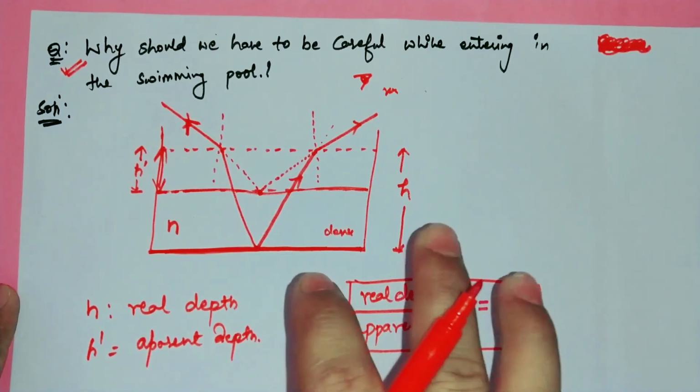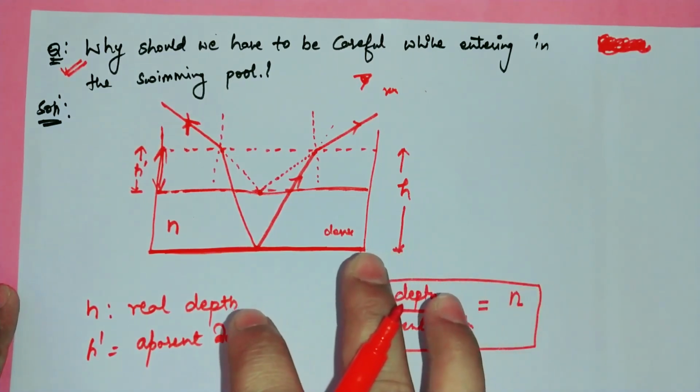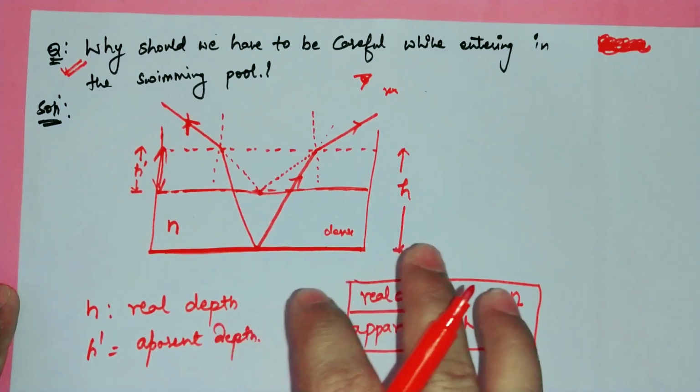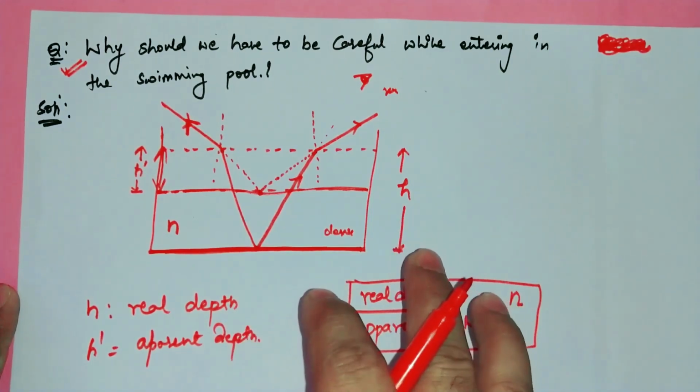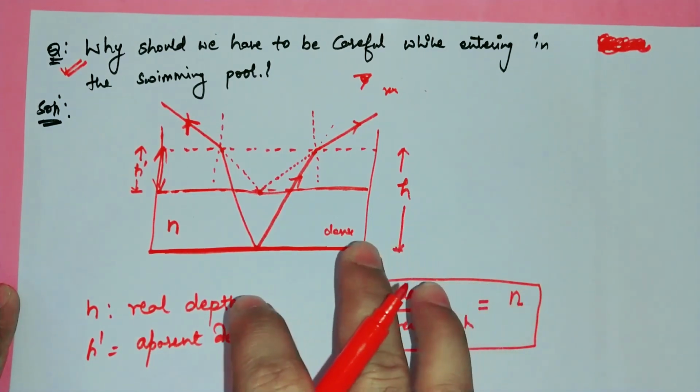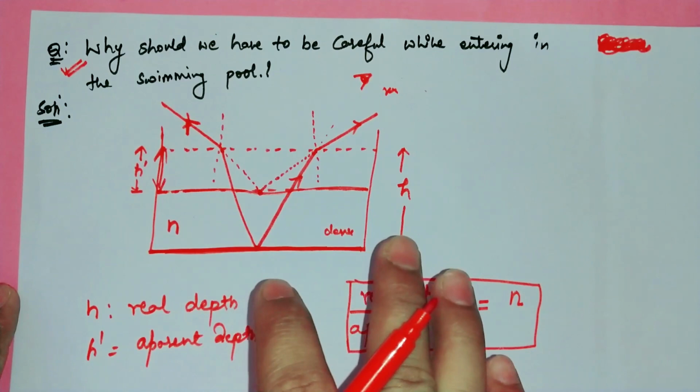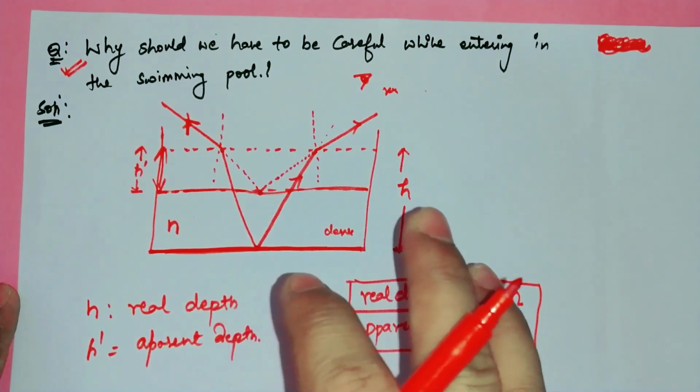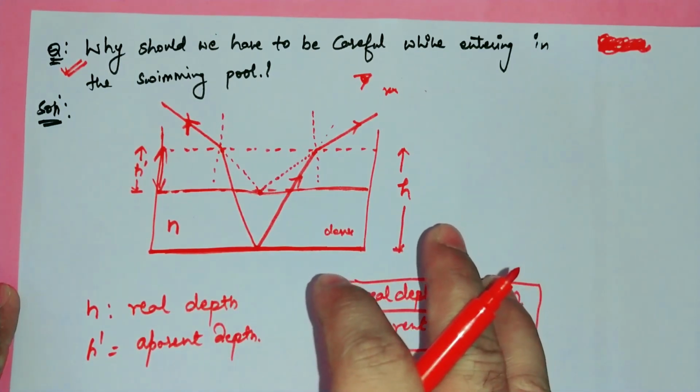In the next lecture I will start our new chapter, Human Eye and Colorful World. Up to this, you have to write all the notes and all the questions in your classwork notebook.